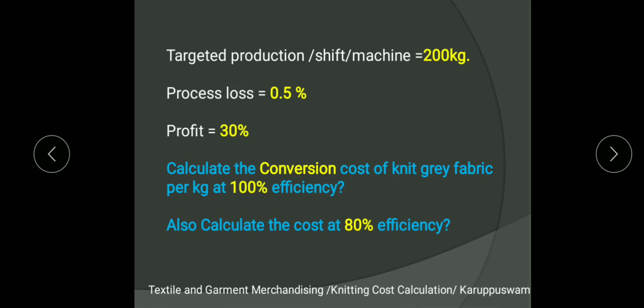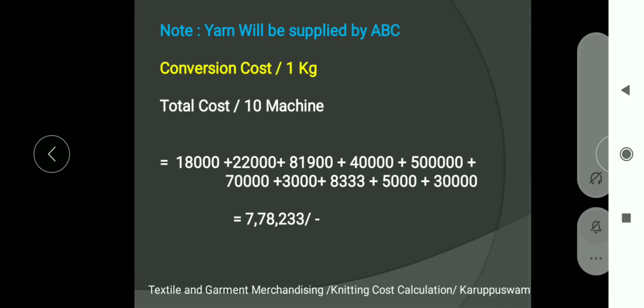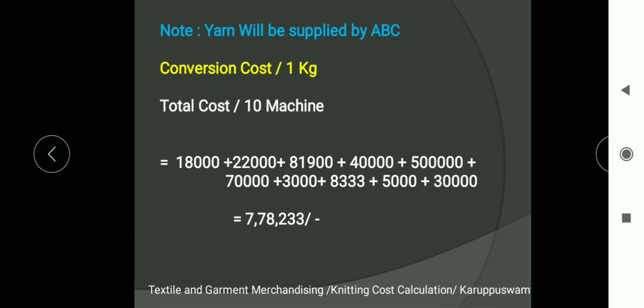So let us discuss how to calculate the conversion cost. As I said, conversion cost means converting the material from one form to another form. For that you have to spend a certain amount of money. That cost becomes the conversion cost. So to calculate the knitting cost, you should identify the total expense incurred in a month. This is the first step to calculate the knitting cost. You should identify the total cost incurred to run your business in a month.